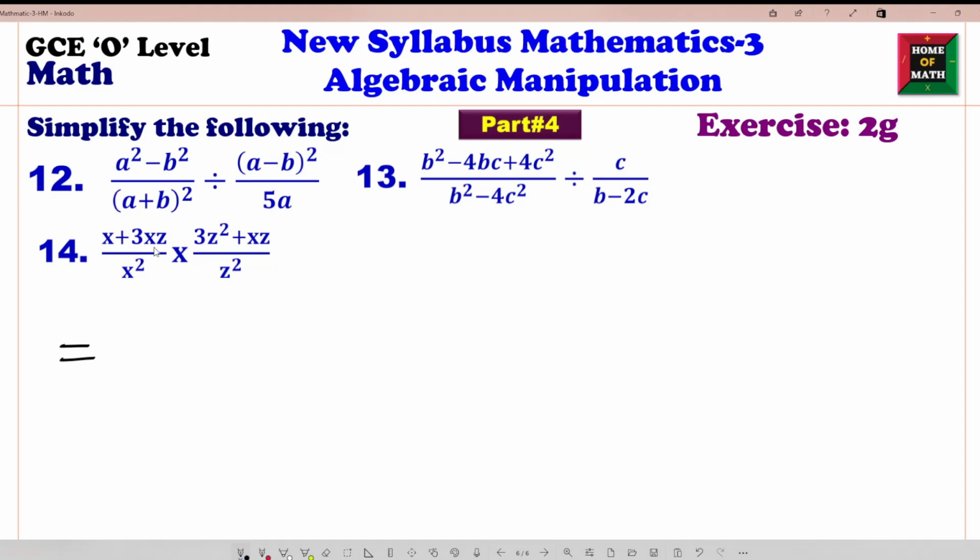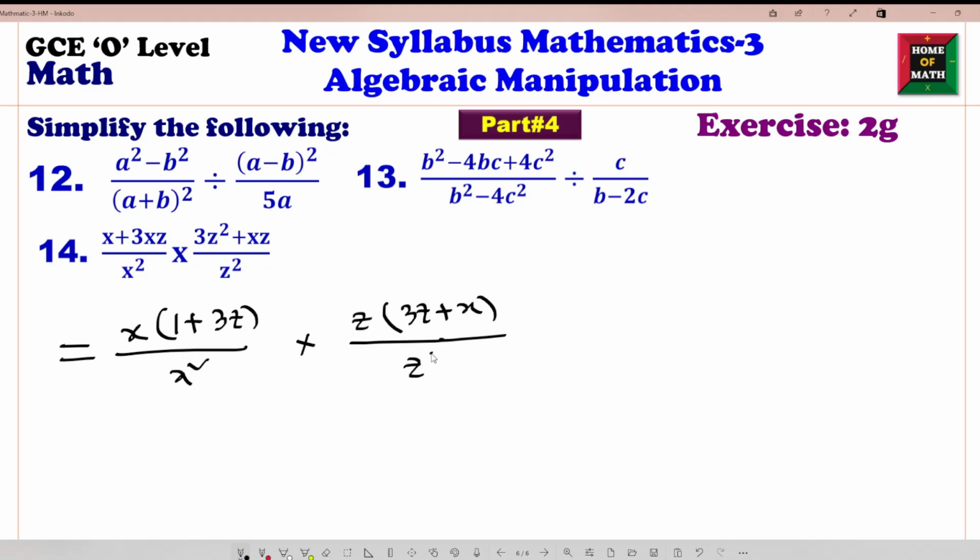here is x plus 3xz divide x square into 3z square plus xz divide z square. If we take common x here, so here is 1 plus 3z. Again, x square into, if we take common z here, so here is 3z plus x divide z square.